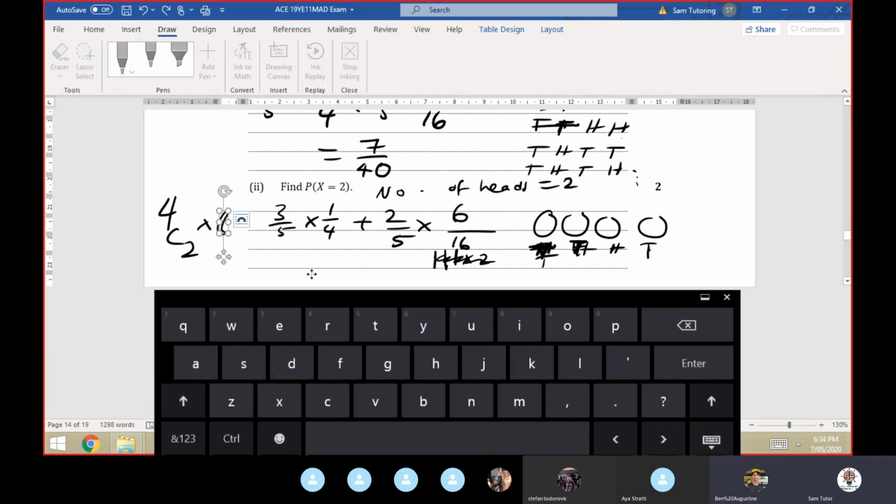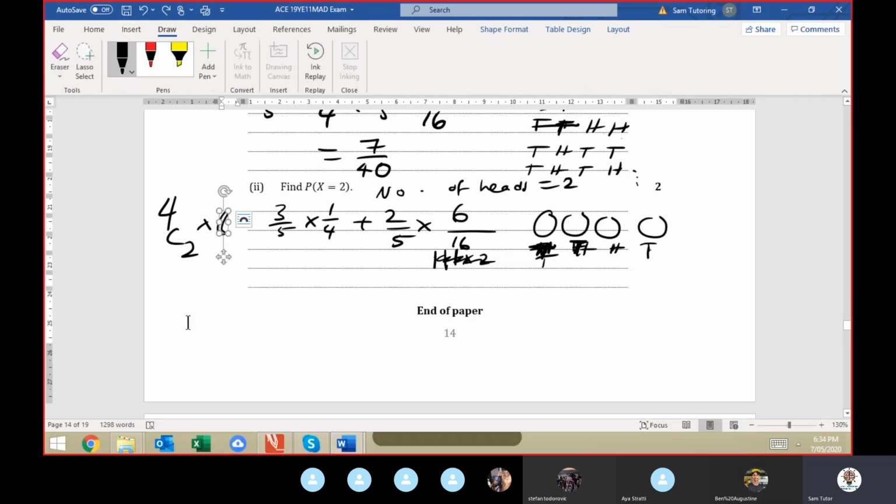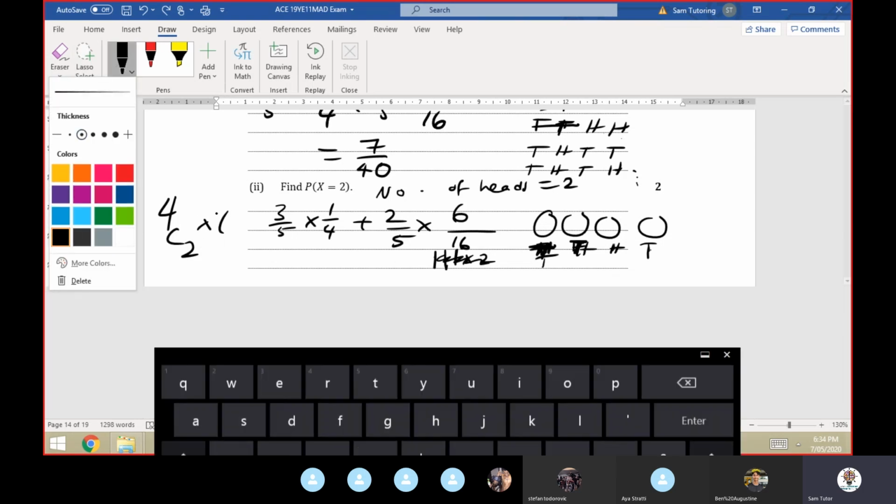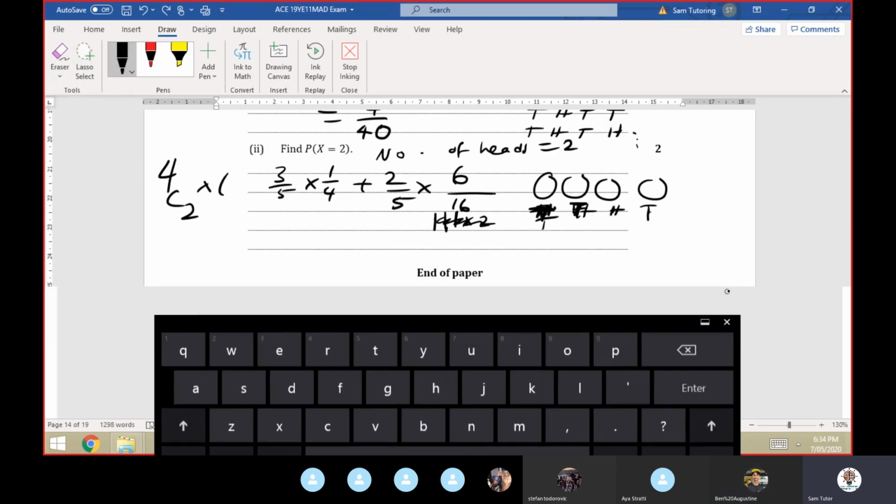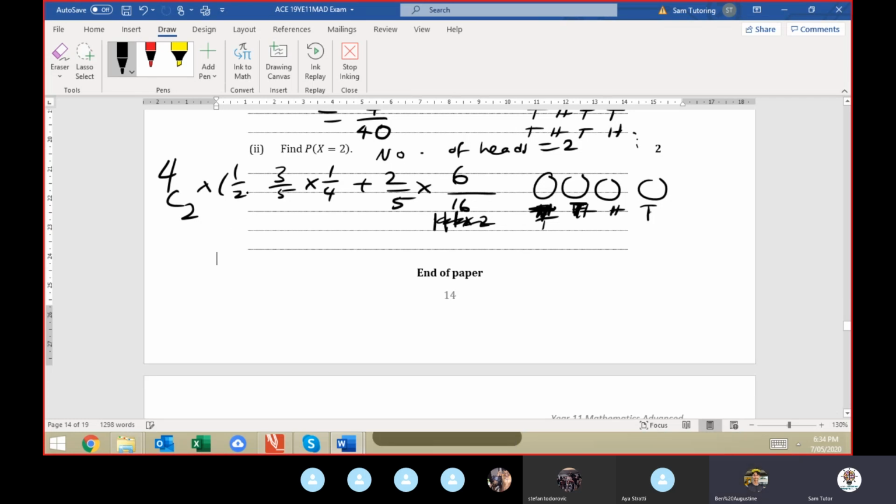Now that's disabled. That's great. It's not even letting me write anymore. Oh, there you go. Okay.